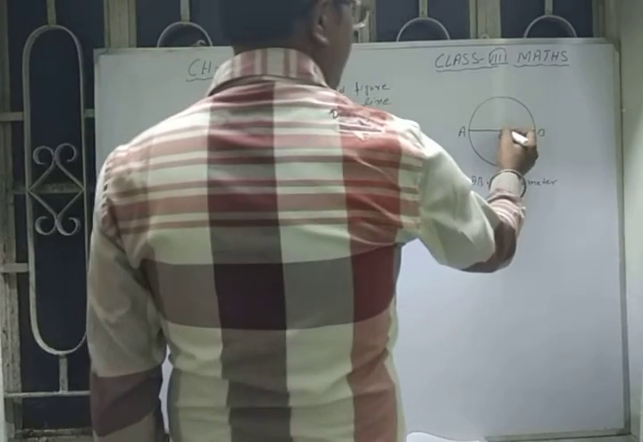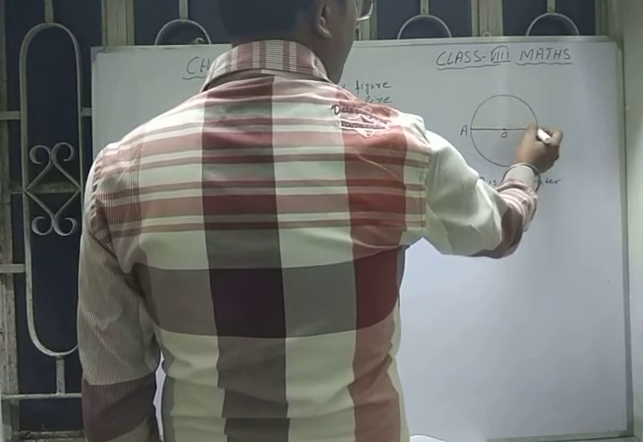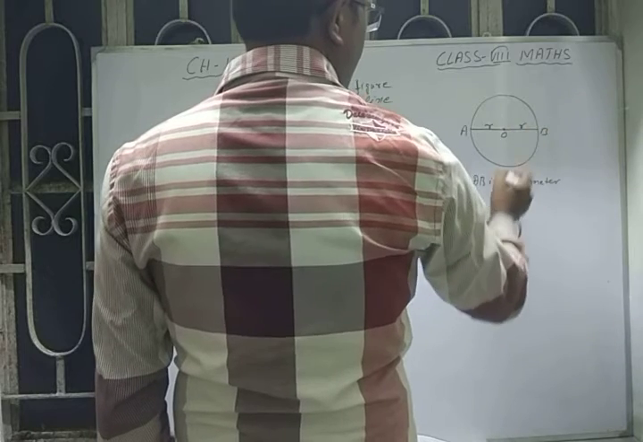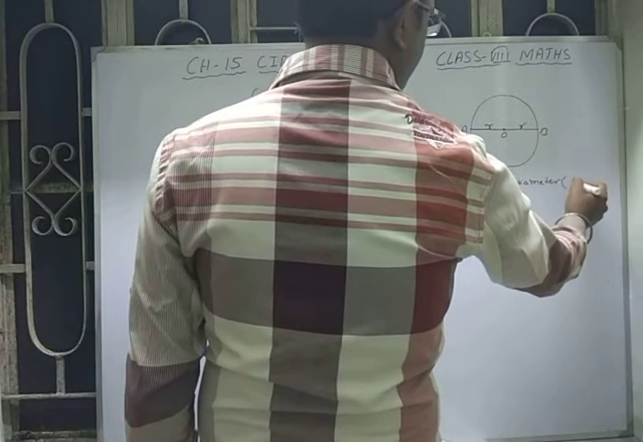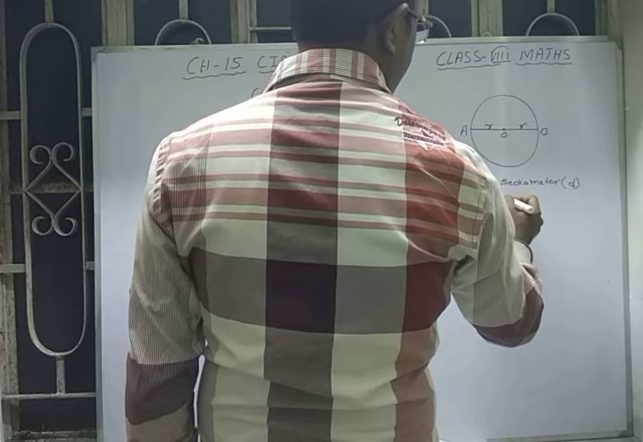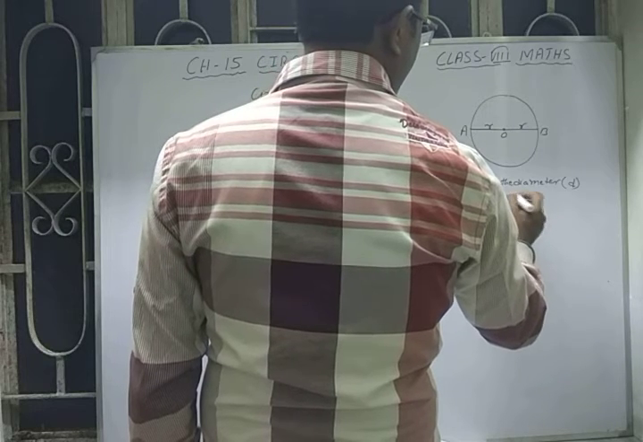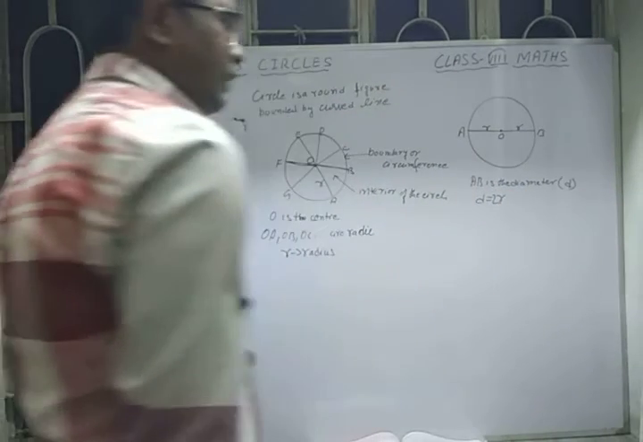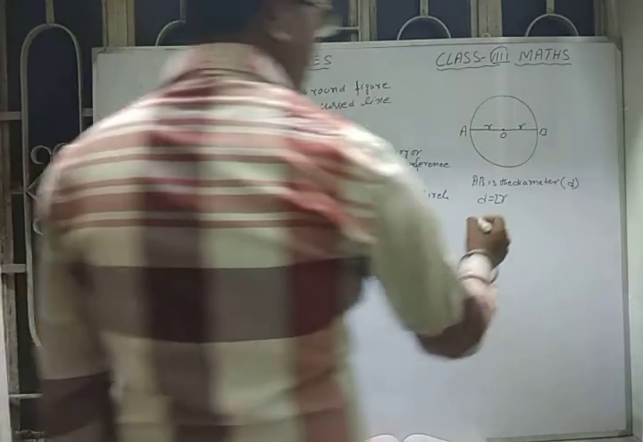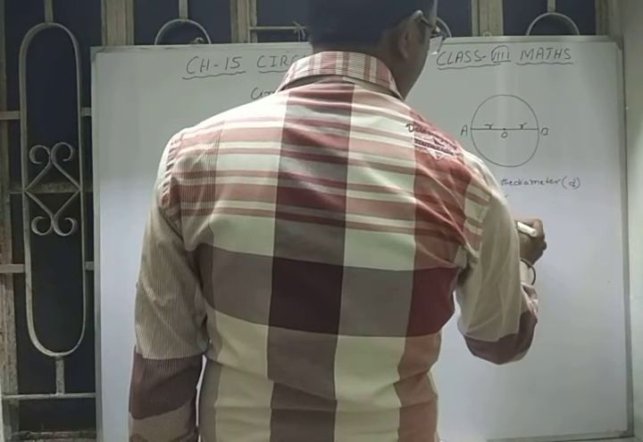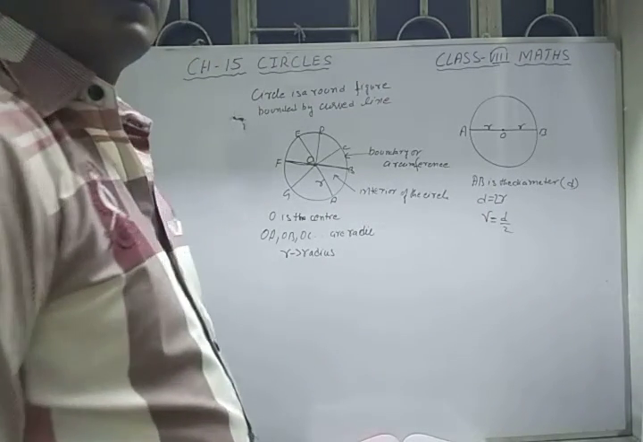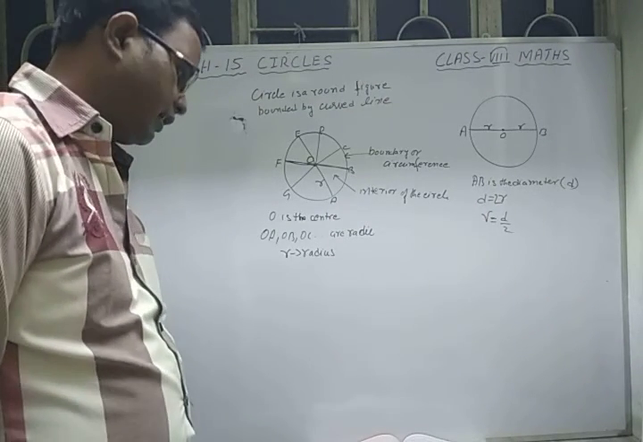And this diameter can be divided into two radii. So this one is R and this one is R. So diameter is represented by small d. The relation between this radius and diameter is small d is equal to twice of radius. Diameter is equal to twice of radius, or radius is equal to diameter by 2, means this radius is the half of the diameter of a circle.